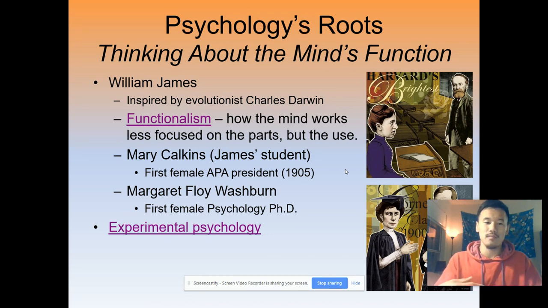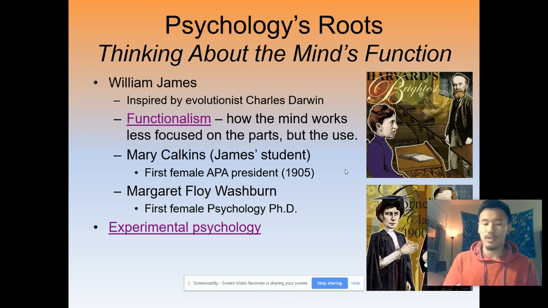Right. And one of James's students was Mary Calkins. Now, Mary Calkins has an interesting story. I don't want to get it wrong, so I'm going to bring it up here actually. All right. So William James worked at Harvard, and he had this student named Mary Calkins.